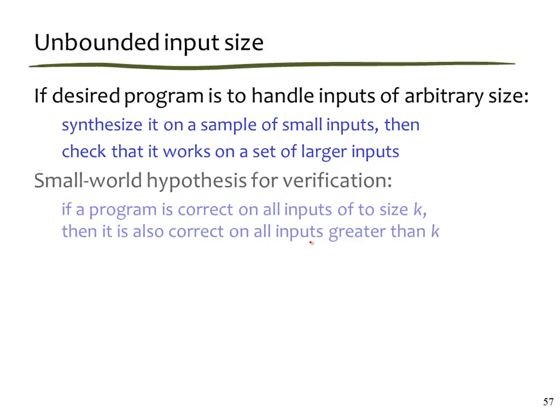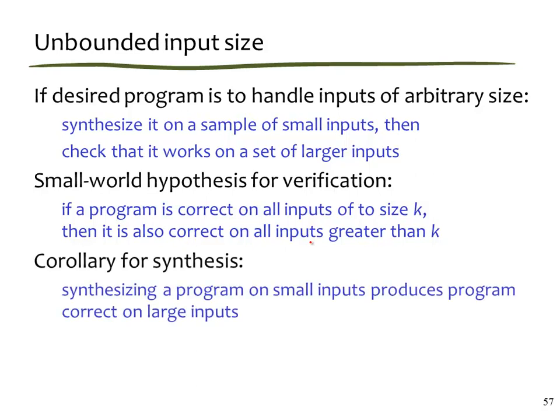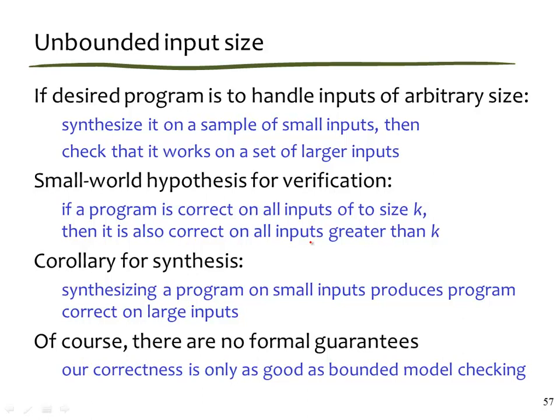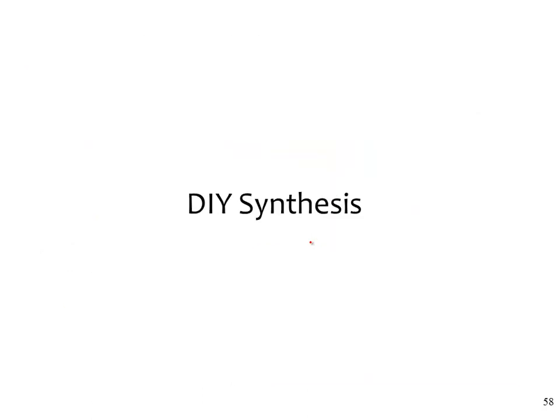And so it's based on the small world hypothesis, which for verification says that if the program is correct on all inputs up to size k, it's correct on larger inputs as well. That adapted for synthesis essentially says that if you synthesize a program correct on all inputs from the small world, it might be correct with the larger inputs. Of course, there are no guarantees. This is only as good as bounded model checking. The point is, though, that it can be done.